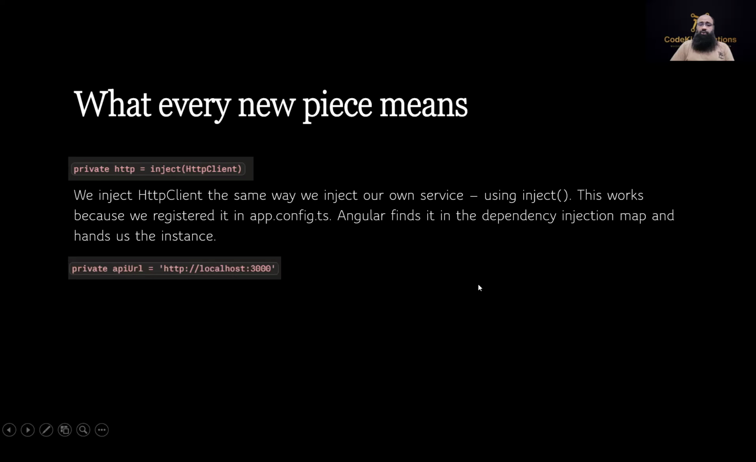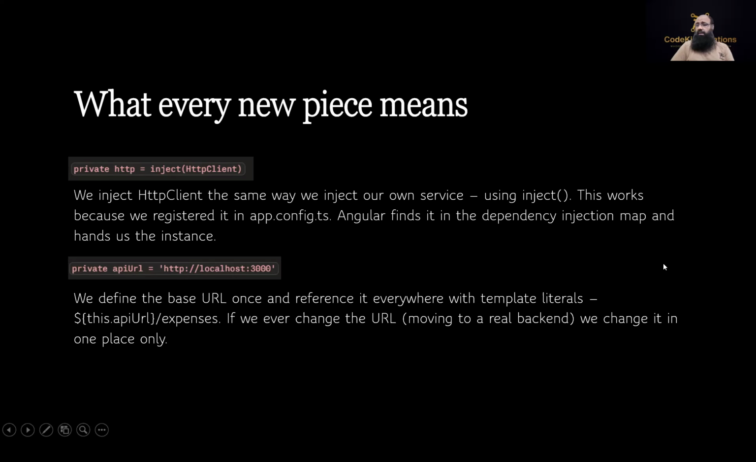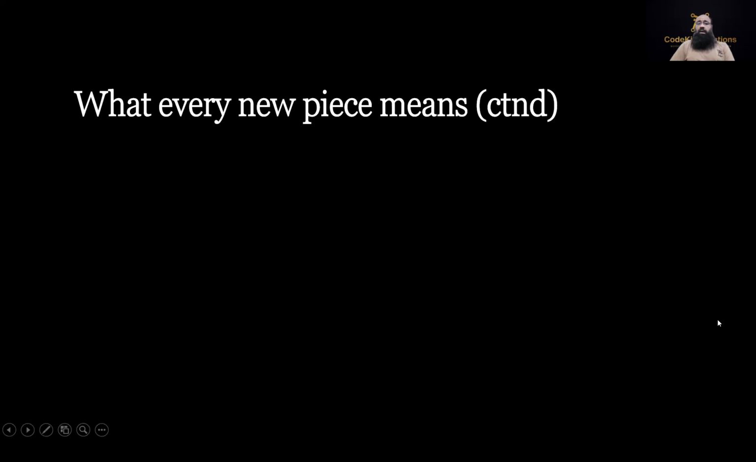Then comes the API URL. What does it do? We have defined the URL once, and everywhere within the app, we are going to use it. So whenever we are moving to a real backend, we can change it over here. So this is going to happen. And what every new piece means.